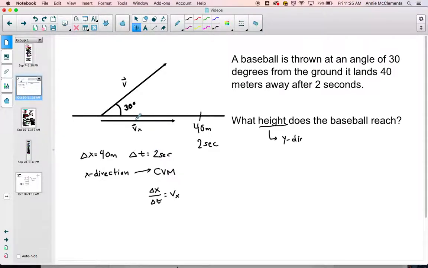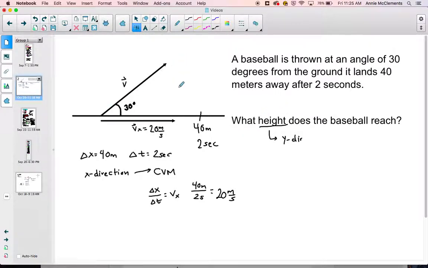So we can figure out what the magnitude of this vector is. That would be 40 meters divided by 2 seconds equals 20 meters per second. Cool. So we have the magnitude of our velocity in the x direction, one component, 20 meters per second. Awesome. So how might that help us figure out what height the ball reaches?